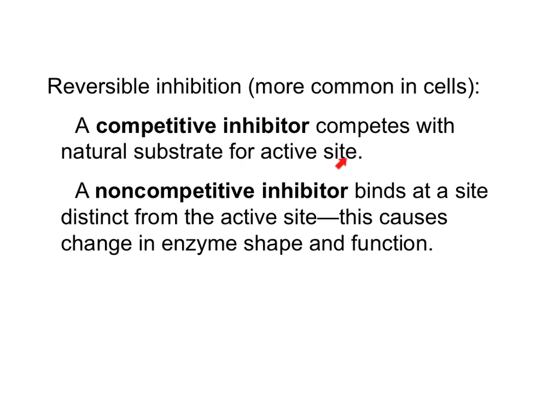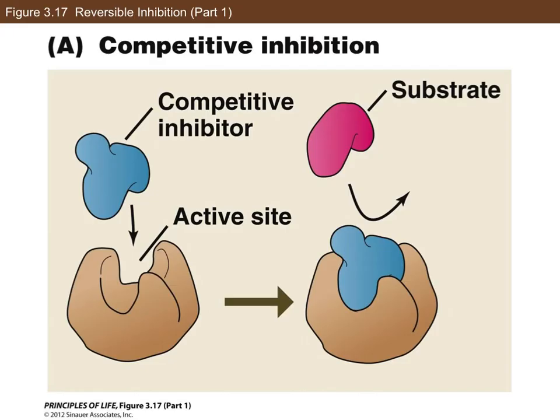In a non-competitive inhibitor, what happens is the active site is still available, but because of a molecule that causes a change in the shape of the enzyme, the substrate cannot enter into the active site, even though it is technically free and available. So you can see in this diagram how the competitive inhibitor has the same shape as the active site, and the substrate that should be going in there is physically blocked.